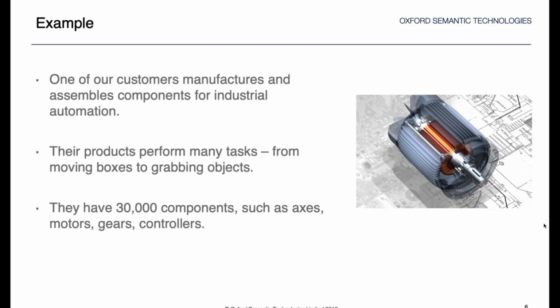And an example, I made reference during the introduction to one of our customers, who manufactures and assembles components for industrial automation. Their configurations, rather than these rotating components, are moving components perhaps on a factory floor. They have or have had in the past somewhere of the order of 30,000 components of axes, motors, gears, and controllers. So imagine the process of trying to work out all of the possible combinations of those components to make sure you're best representing the possibilities that are available to your clients.